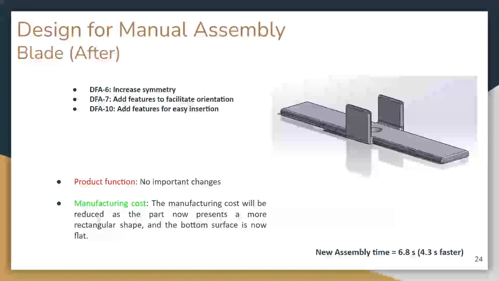As it happened with the lower covers and the connecting ring, there are no important changes in the product function, but the manufacturing cost also gets reduced as now the part presents a more rectangular shape and the bottom surface is now flat, which can be easier to manufacture. And the new assembly time is 6.8 seconds, which is 4.3 seconds faster than at the beginning.